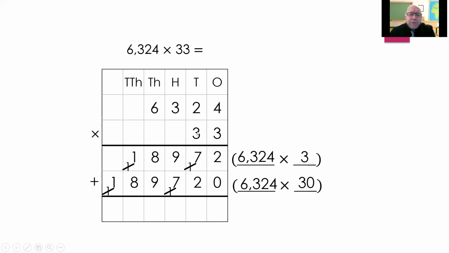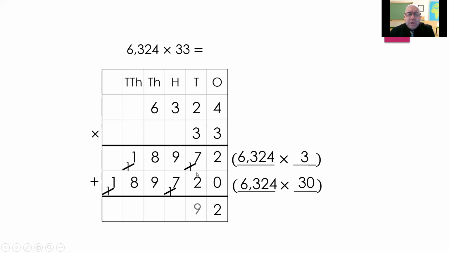Okay, so because we've got 2 3s here, you'll notice that our answers are very similar. 18,972. The only difference is this 0 because this is a 30, not a 3, so it's 10 times bigger. Okay, but the digits are just the same, just 10 times bigger. Right, and then we finish by adding them all together.